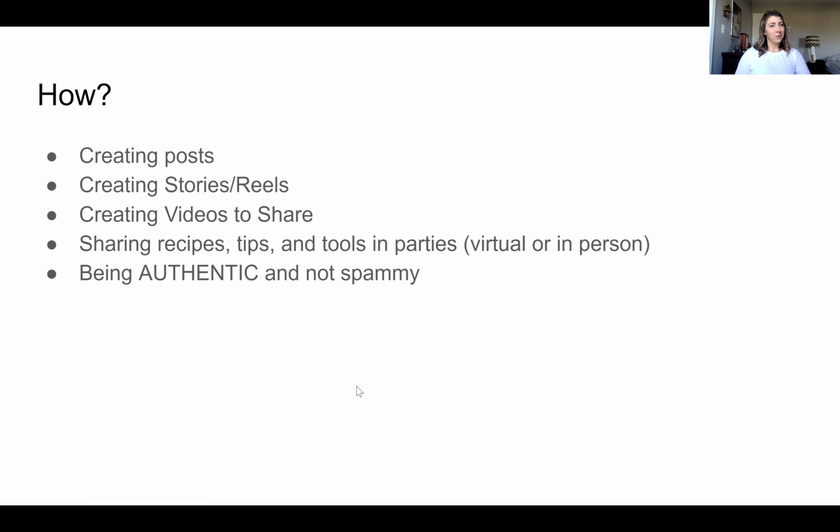So let's talk about how we can attract. We can attract people by creating posts, creating stories and reels on Instagram and Facebook, creating videos to share within your current parties, on your personal profile, on other social media platforms, on YouTube. You can share recipes and tips and tools in your parties and really use bold statements and questions to attract people alongside sharing those. And then, of course, you can be authentic and not spammy, because that authenticity that I talked about earlier, and not being that same person that posts the same marketing image as every other Pampered Chef consultant or every other consultant in your business, is not going to make you stand out. Being authentic will make you stand out.